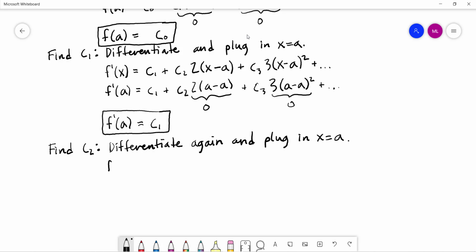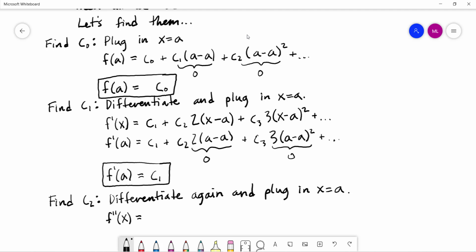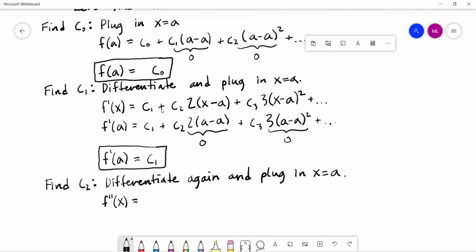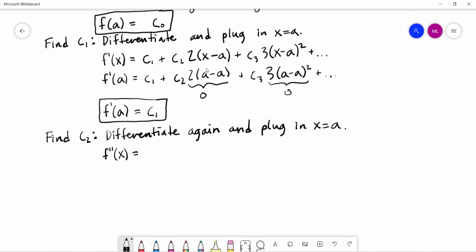So f double prime of x, the second derivative, we can find by simply taking the derivative of the first derivative representation that we've got right here. So when I take the derivative of c1, which is a constant, that'll just be a 0. I'm not even going to bother to write that one down. When I take the derivative of this term here that involves c2, I'm not just going to get c2 by itself. The derivative of the x minus a term is going to be 1, but I also have this extra factor of 2 sitting here. So I'm going to get 2c2 when I take the derivative of this term.